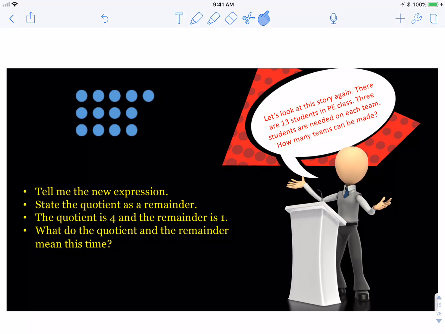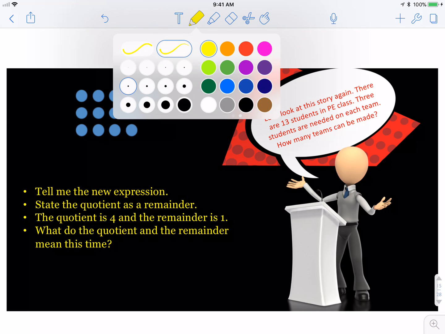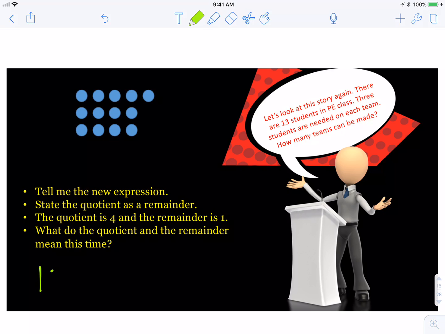Okay, let's look at the story again. There are 13 students in PE class. 3 students are needed on each team. How many teams can be made? Tell me the new expression. So what is the new division expression for this problem? We know that we have 13 students. We need 3 on each team, so we're going to divide by 3.